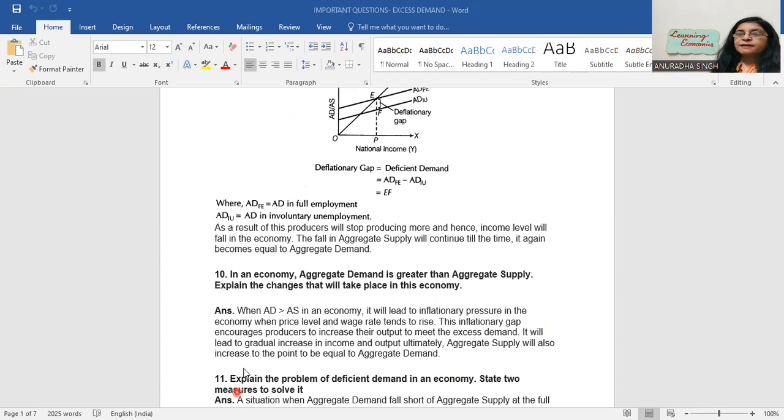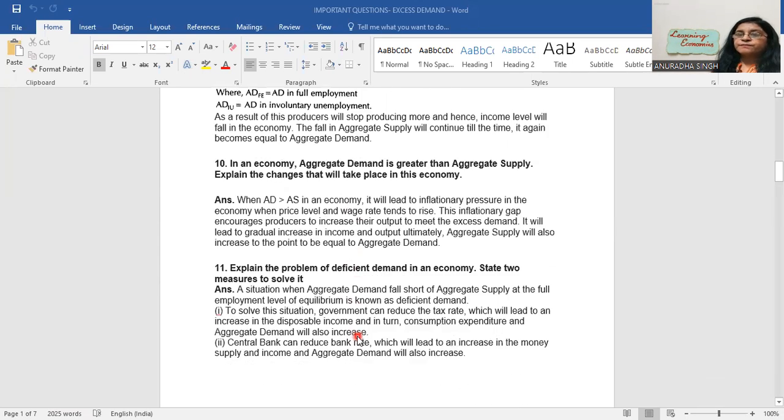So inflationary gap encourages producers to increase their output. Now they know that more demand is there and they are unable to supply. So when there is more demand, then what do they do? They want to supply more.